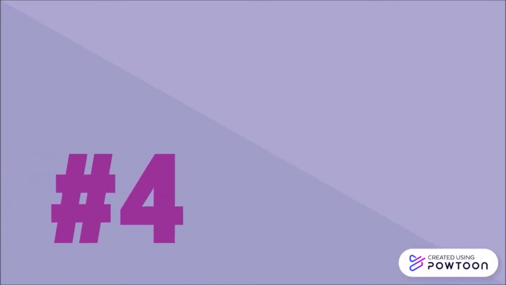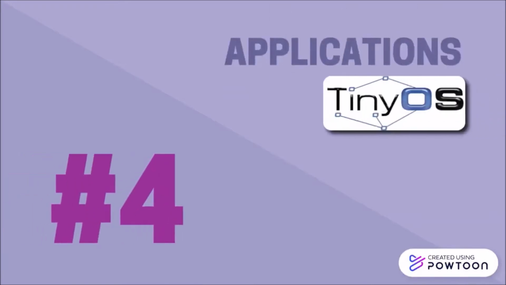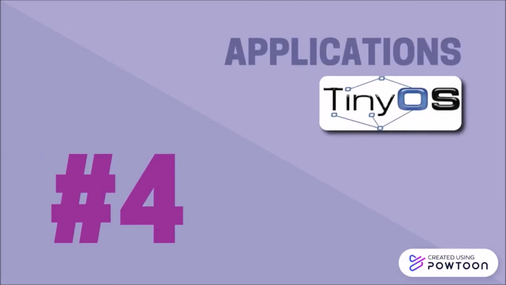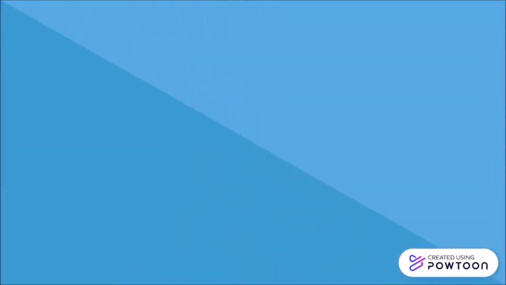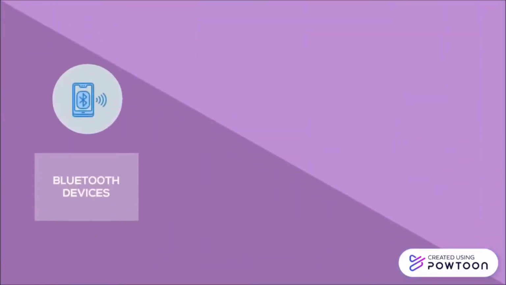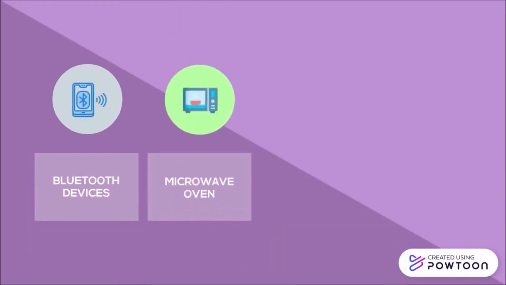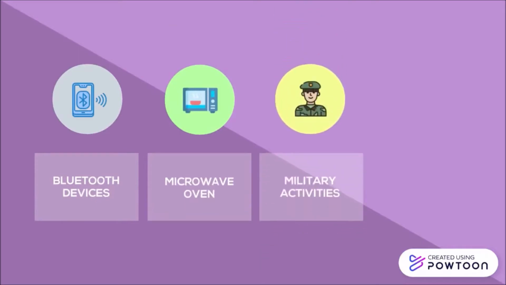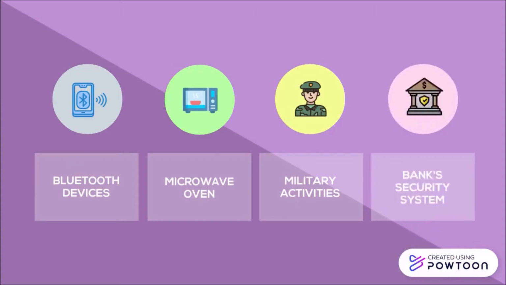Fourthly, let's move into the applications of TinyOS. There are various applications of TinyOS in different industries today. For instance, companies can monitor the climate, the temperature, and the humidity of a wide area using WSN and TinyOS. Besides that, it supports Bluetooth devices, and it can be used in a microwave oven. Other than that, it is used in military activities as well as the security system in banks.